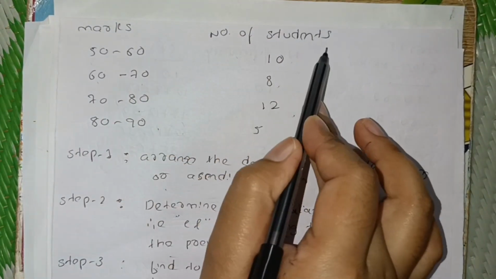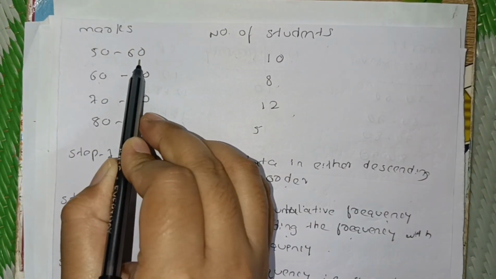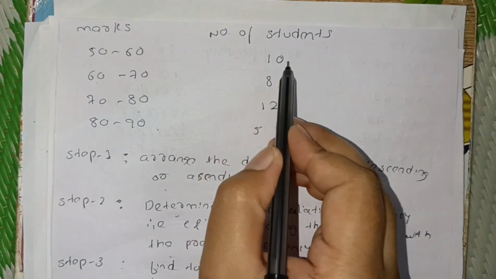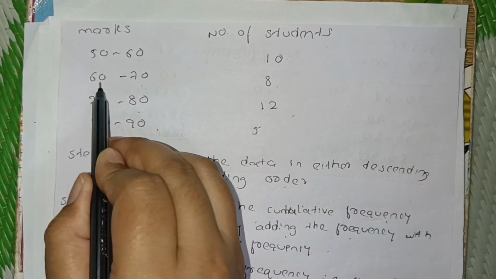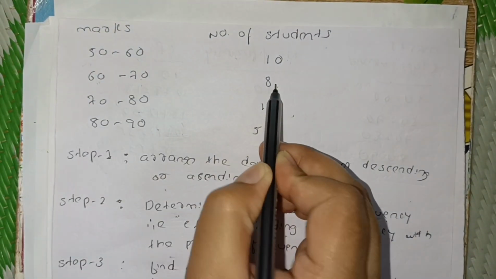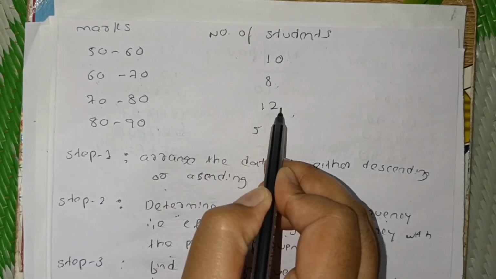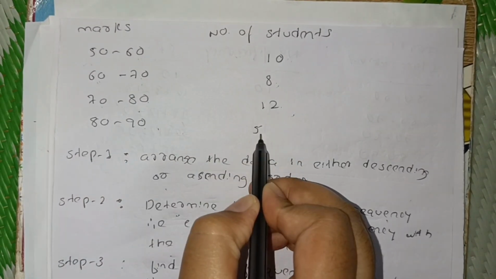Marks and the number of students: 50 to 60. These marks are scored by 10 students. Between 60 to 70 there are 8 students. 70 to 80 there are 12 students, and 80 to 90 there are only 5 students.